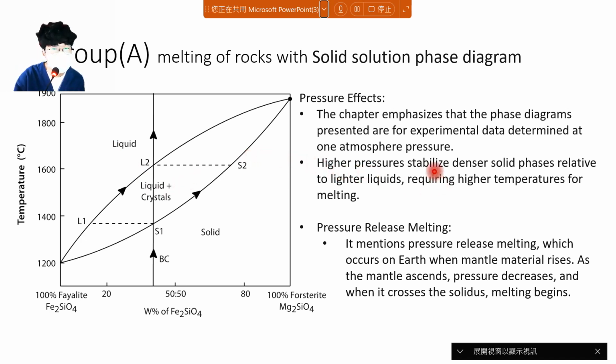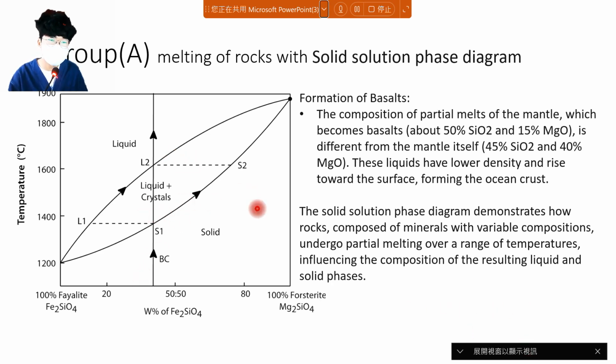Higher pressures stabilize denser solid phases relative to lighter liquids, requiring higher temperatures for melting. It mentions that pressure reduction causes melting, which occurs on Earth when mantle material rises. As the mantle ascends, pressure decreases, and when it crosses the solidus, melting will begin.